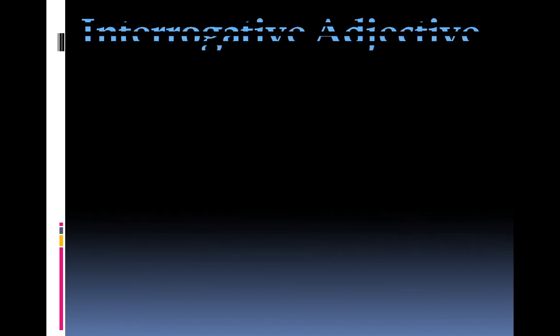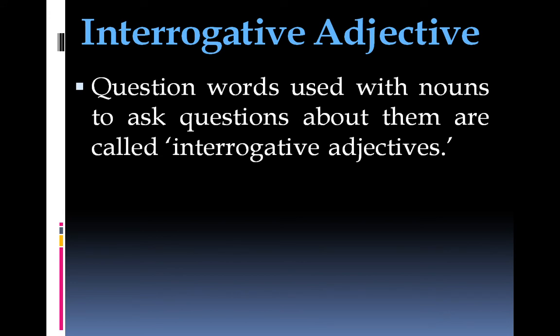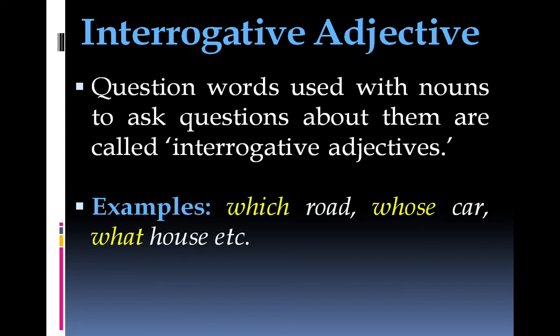The next type is interrogative adjective. Question words used with nouns to ask questions about them are called interrogative adjectives. Let's have examples. Which road? Whose car? What house? The words in yellow font in these examples are interrogative adjectives because they have been used with nouns to ask questions about them.